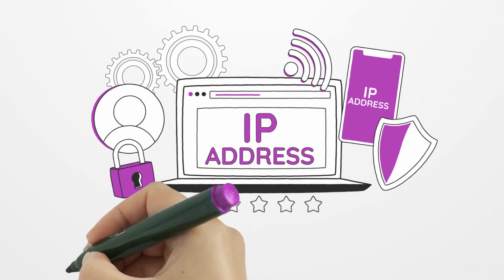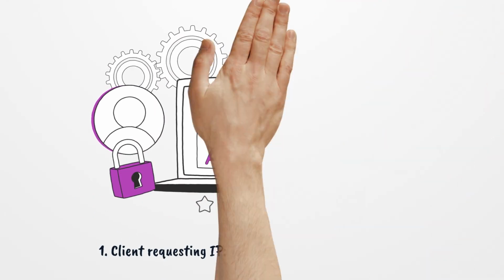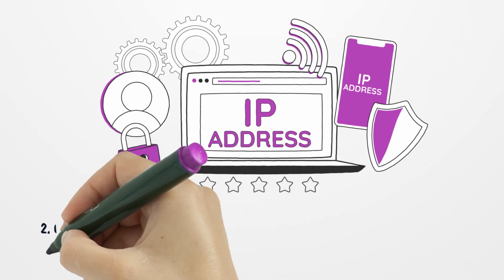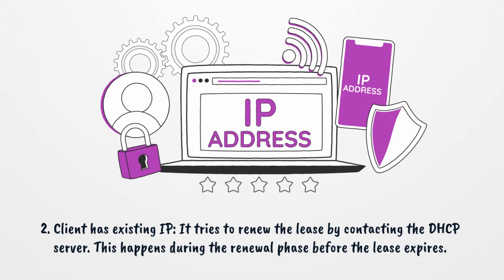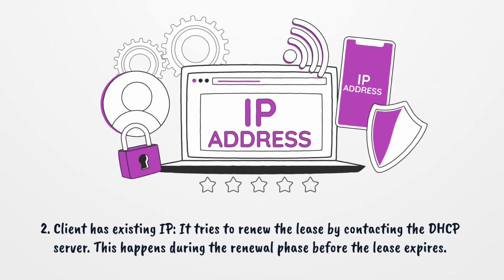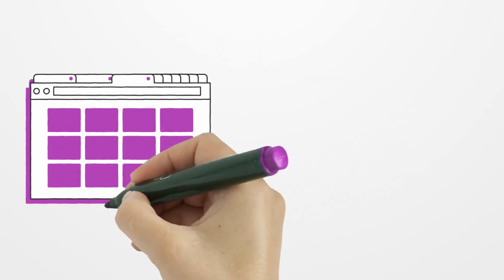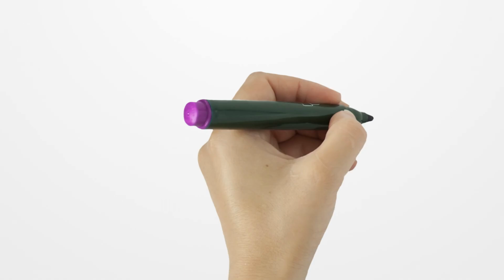1. Client requesting IP, this is the DHCP discover step. 2. Client has existing IP, it tries to renew the lease by contacting the DHCP server. This happens during the renewal phase before the lease expires. 3. Lease is active, the client uses the IP during the lease period. This is post-DHCP ACK.